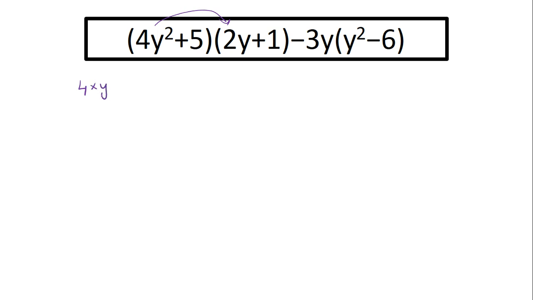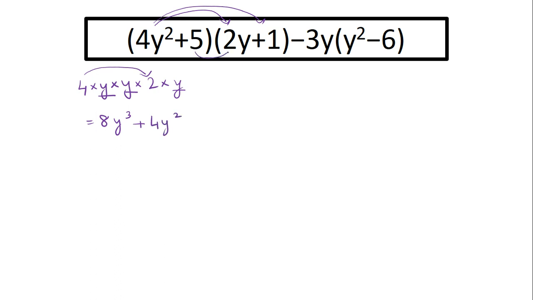4y squared means 4 times y times y. Y squared means there are two y's involved. And then multiplied by 2y means multiplied by 2 times another y. So firstly, I'm going to be doing 4 times 2, that is 8, and then y times y times y, there are three y's, so I'm going to be writing y cubed, which is y to the power of 3. And then 4y squared times 1 is just 4y squared.